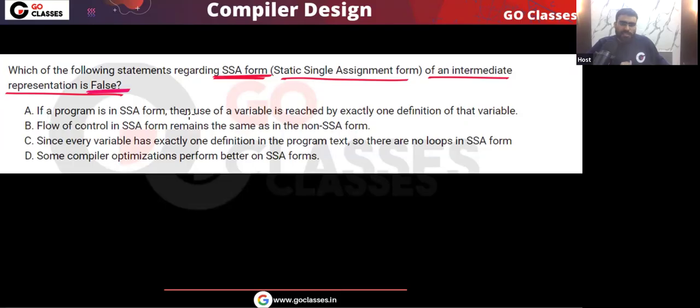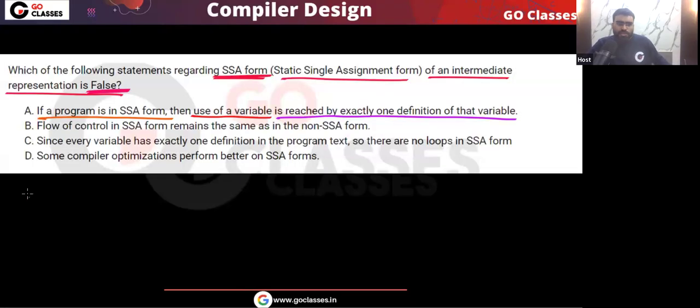If a program is in SSA, then use of a variable is reached by exactly one definition of that variable. Is this true or not? Let me know. If your program is in SSA form, then when you are using a variable, that will be reached by exactly one definition of that variable. Yes, this statement is true.